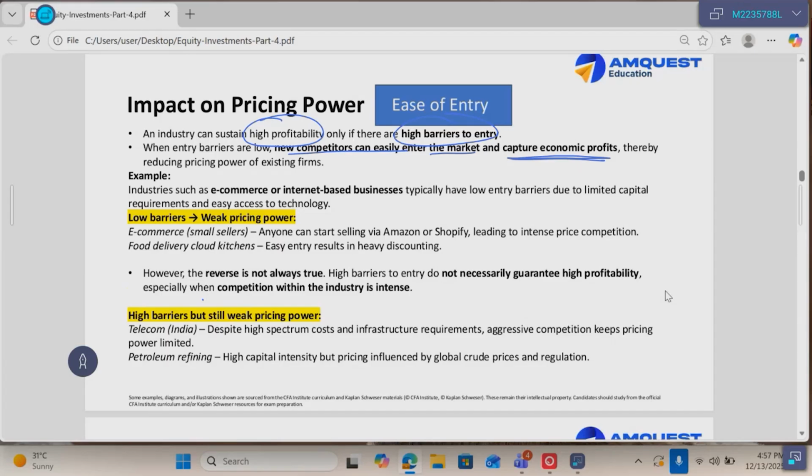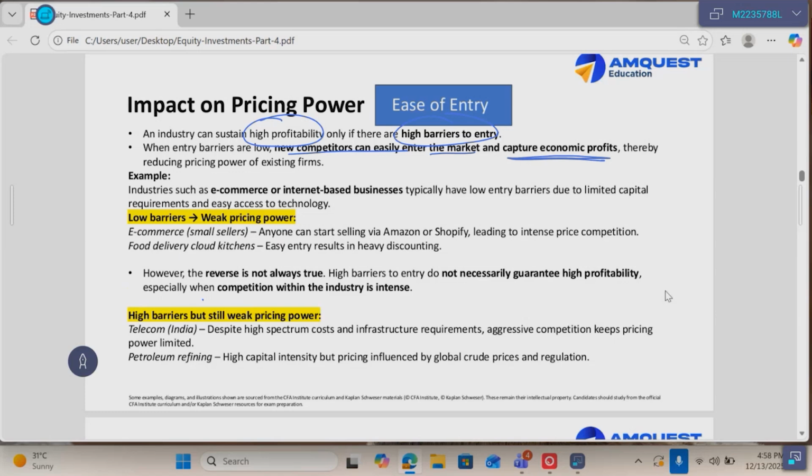There are low barriers to entry because we have many players in this particular segment. So the pricing power is very weak. E-commerce sellers, anybody can start selling via Amazon or Shopify, leading to intense price competition. Food delivery cloud kitchens are again an example. Anybody can start from their home and start delivering healthy food. So over here, the profits depend on how good your food is. If it's very tasty food, then you can charge a premium and your profits will also be high.